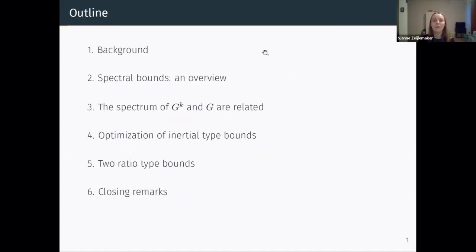So this talk will be divided into several parts. We start with some background on the problem and some history of spectral bounds. And then we will look at two different categories of bounds. First we look at a specific case where the spectrum of the power of a graph is related to the spectrum of the graph itself. And then we present and optimize some bounds for the general case where this is not the situation.